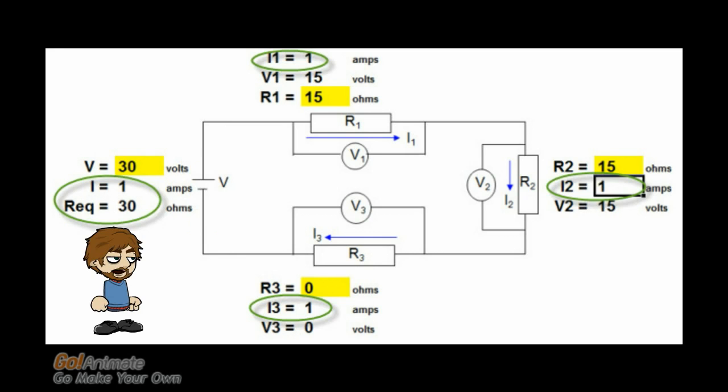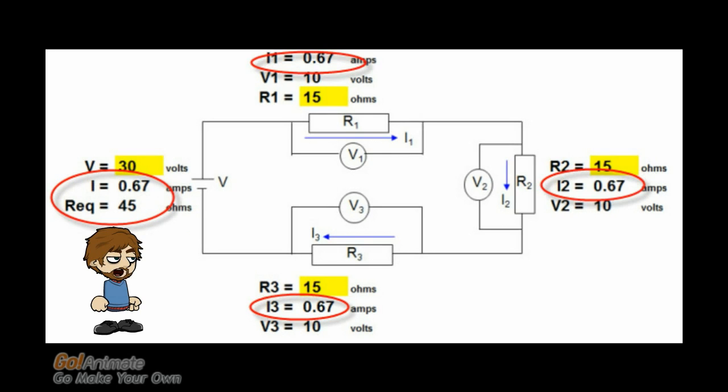Let's add a third device to the circuit. The two patterns continue with a third device. We now have even less current than the last circuit, but it is still the same value everywhere, and the equivalent resistance increased by 15 ohms, which is the value of our third device.